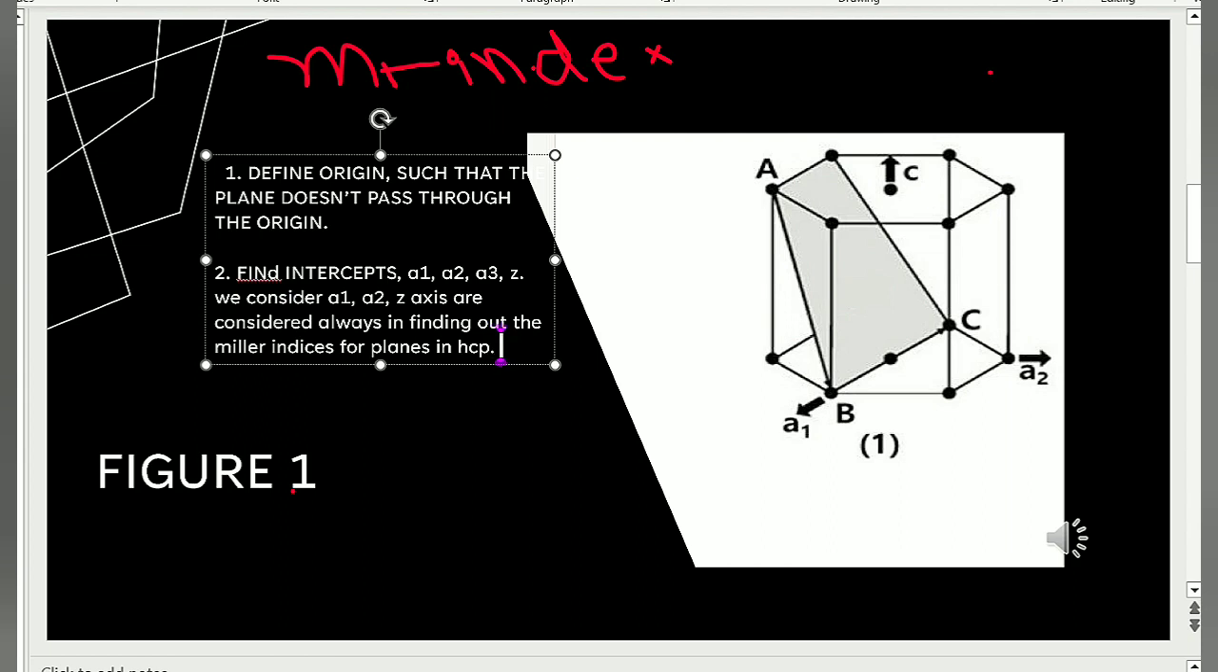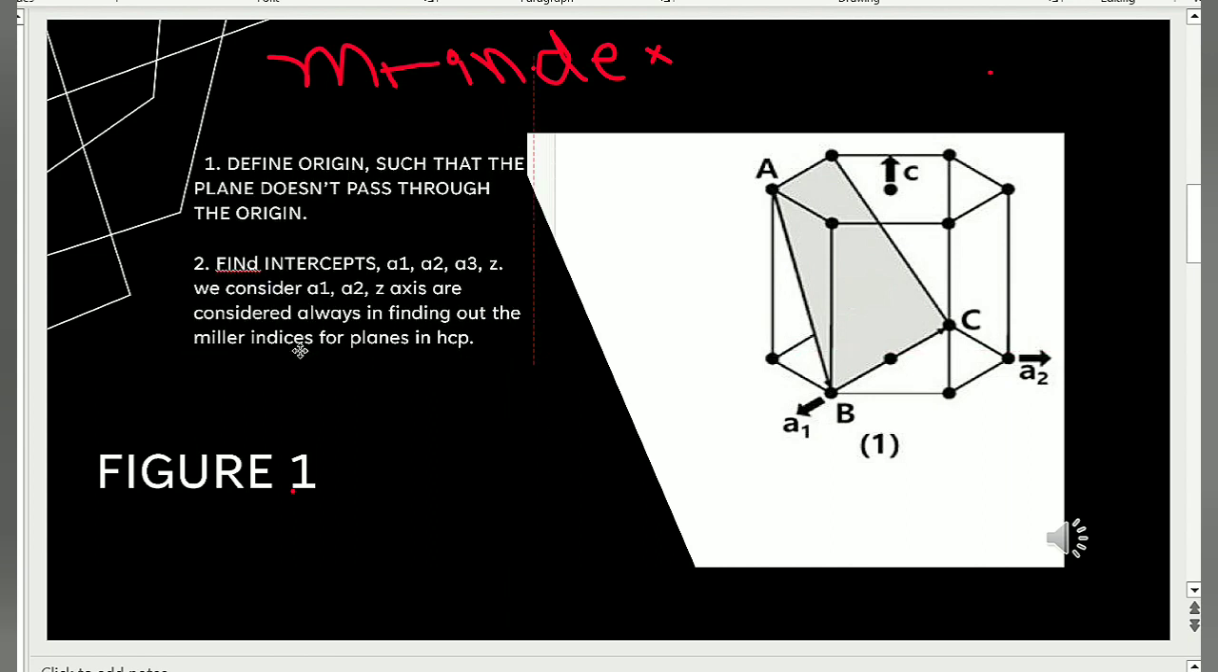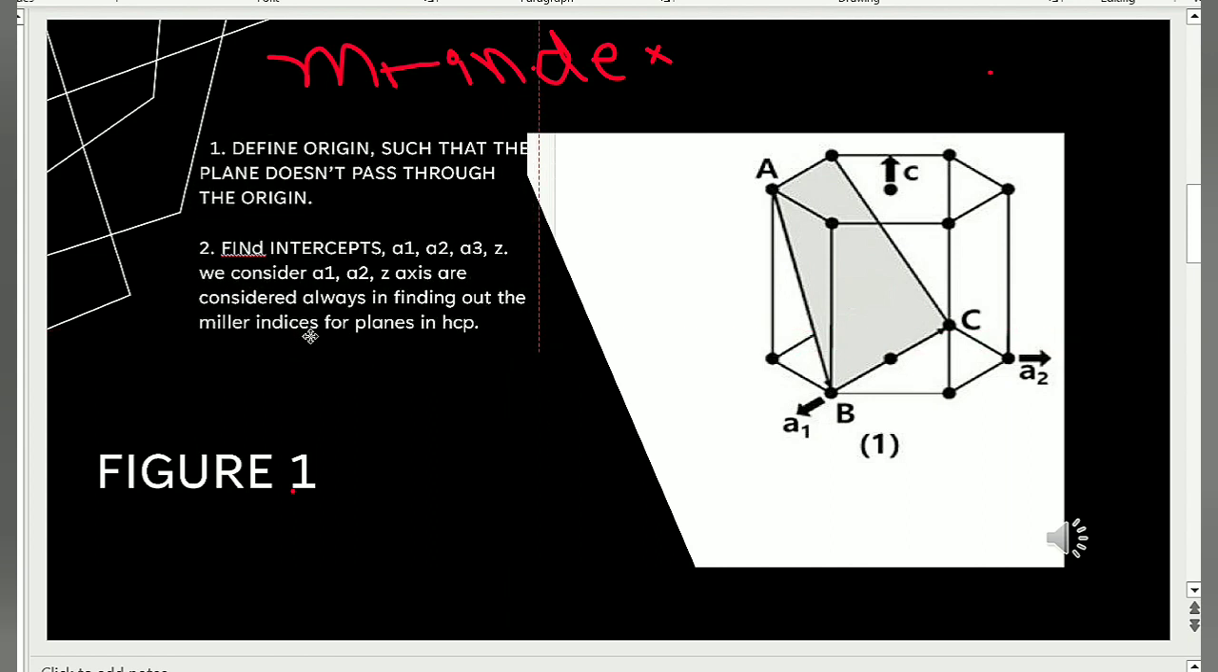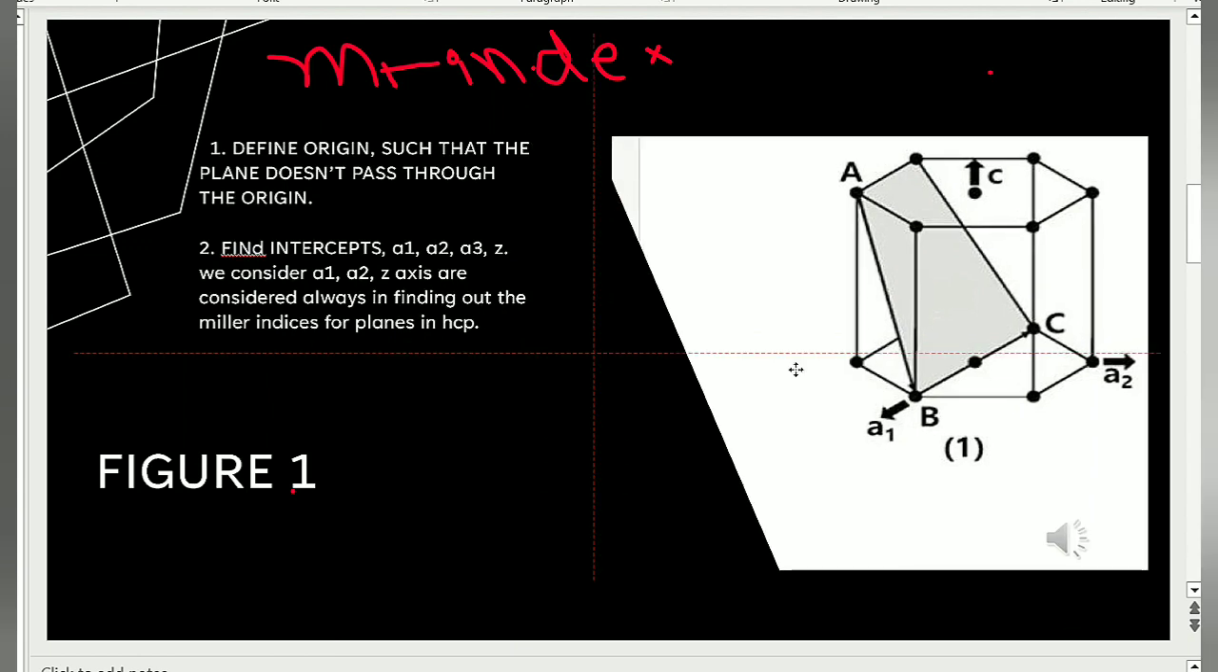While finding out Miller-Bravais indices you consider normally all of those axes, but A1, A2 and Z axis are the most important ones. And since I'm finding out the Miller indices here, I will consider A1, A2 and Z axis here, and we'll find out the intercepts of the plane to these axis lines. As you follow the problem with me, you'll understand what I'm saying. But I need to clarify those steps first because it's important also.